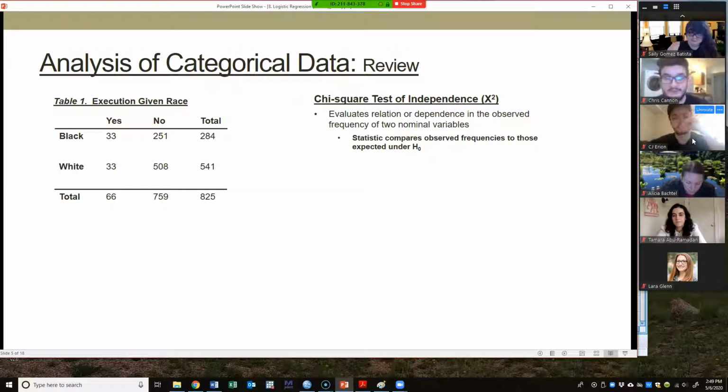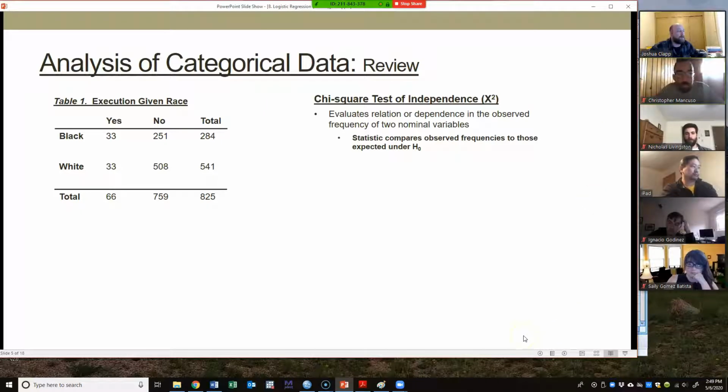But chi-square is one of our fundamental basic univariate tests. And what we're looking at here is whether or not we have some sort of relation or dependence in the frequency of two different nominal variables, so two different categorical variables, okay? And so what our chi-square statistic does is it compares the frequencies that we've observed in our table relative to what we would expect under the null hypothesis, right?